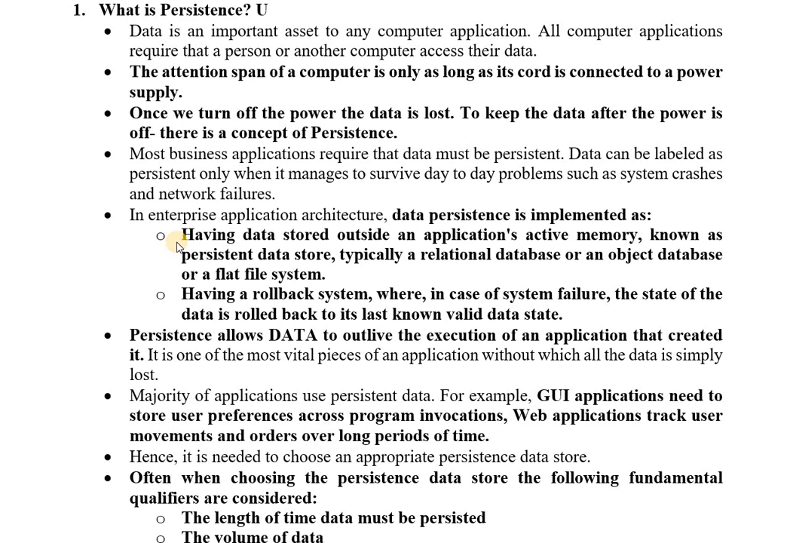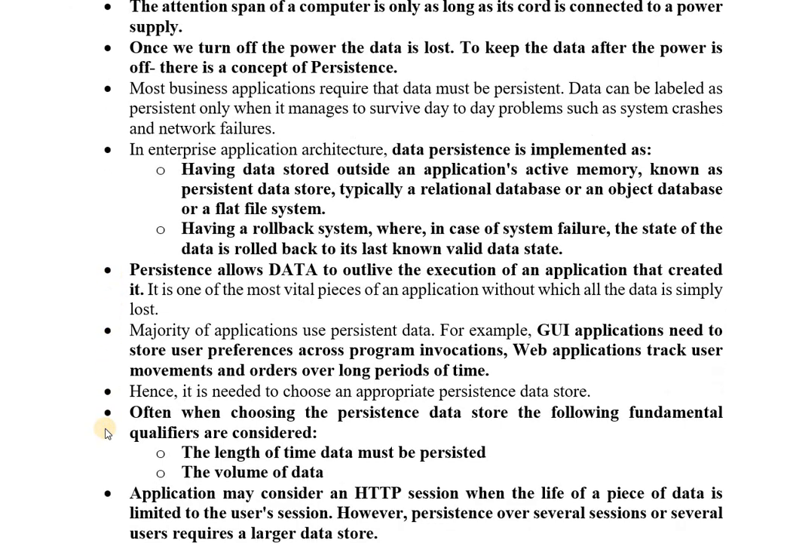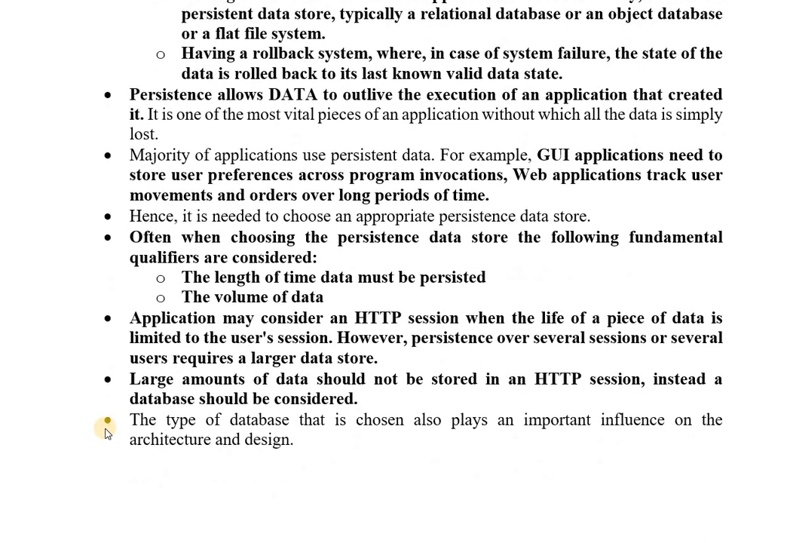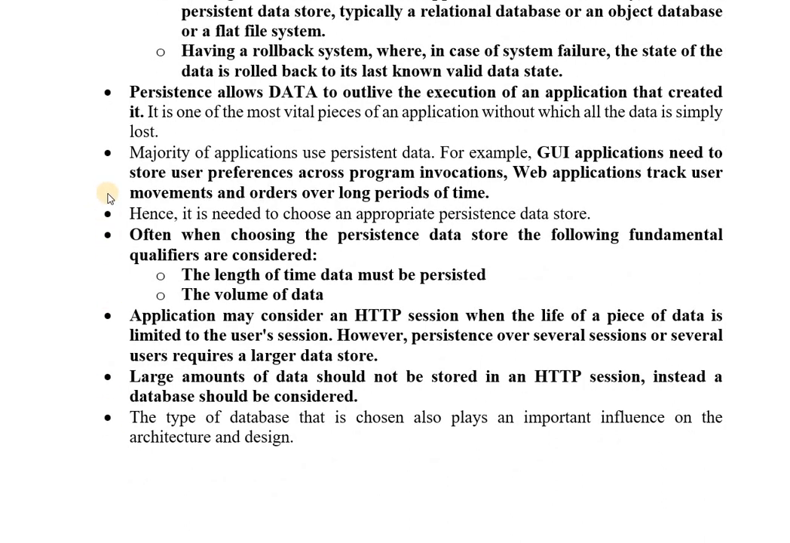Now, is there any other scenario where I'll want to use a persistent data store? Many times we have to roll back the system. Some error has occurred, some system failure has occurred. We want to get it back to its previous valid state. So in that case, again we will use data persistence. Persistence allows the data to outlive the execution of the application that has created it. So the application may shut down, the program may turn off, but the data that the program is dealing with will still be there. Okay? So whenever we want to store something for a longer amount of time, we use persistence.